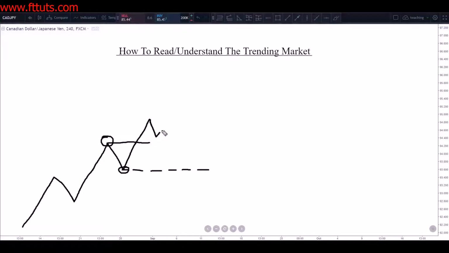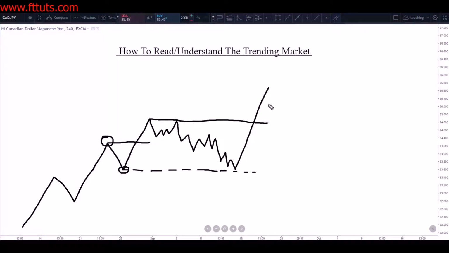So let's say the market comes down and does something like this and consolidates in through here. No matter what, as long as we stay above this level and do not close below it, we're expecting this market to continue in trend and at least retest these highs.